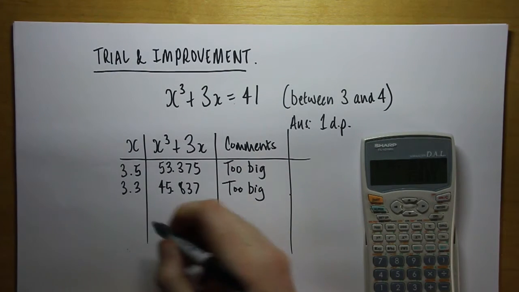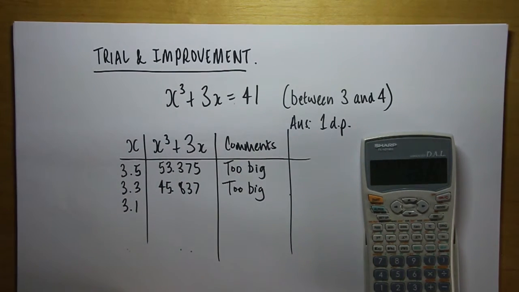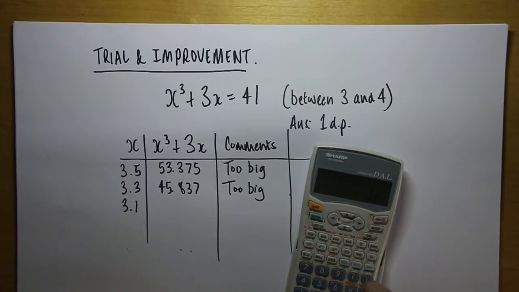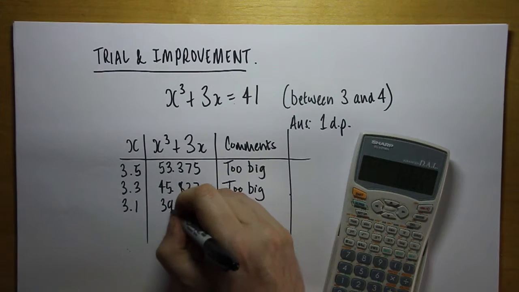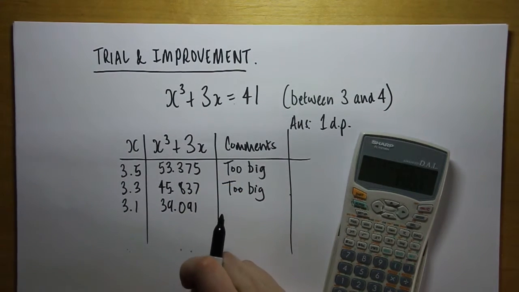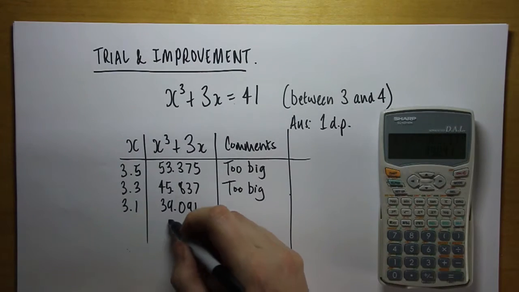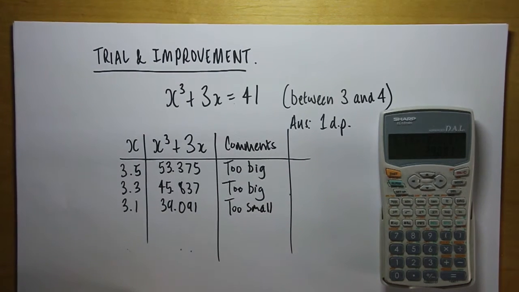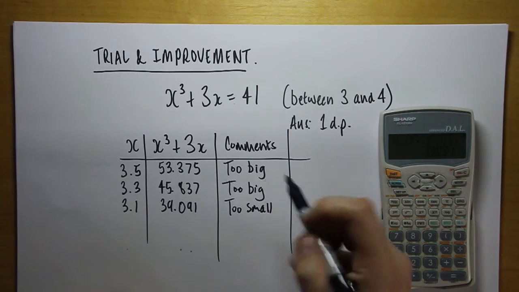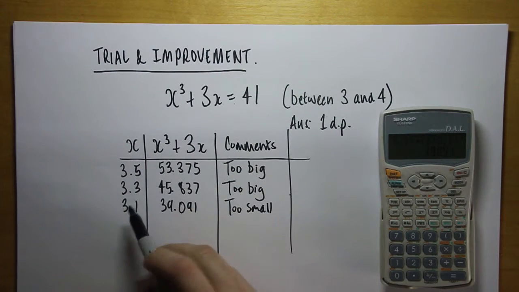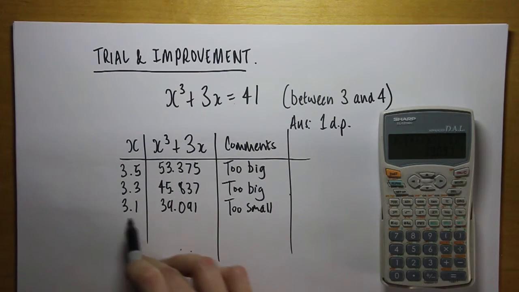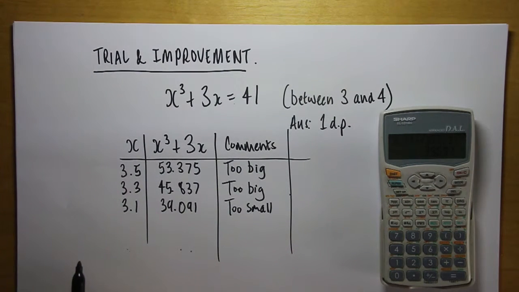So I'd say maybe go to 3.1 and just see what that gives us. Is it 3.1? Is that the answer? 3.1 cubed plus 3 times 3.1 gives us 39.091. And it's quite close, but in this case our answer is too small. Okay, so you can see what's happening now. 3.3 for the value of x gives us an answer that's too big. 3.1 is too small a value for x, and so it's somewhere in between.